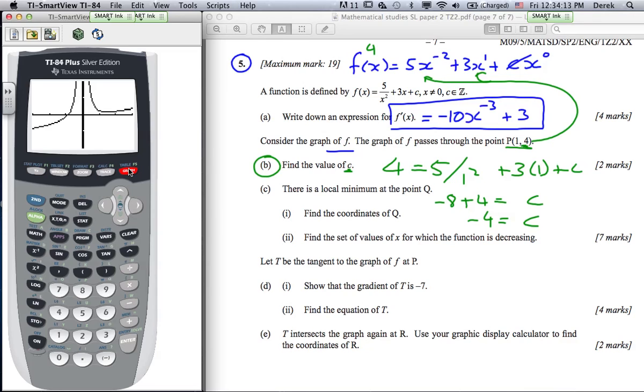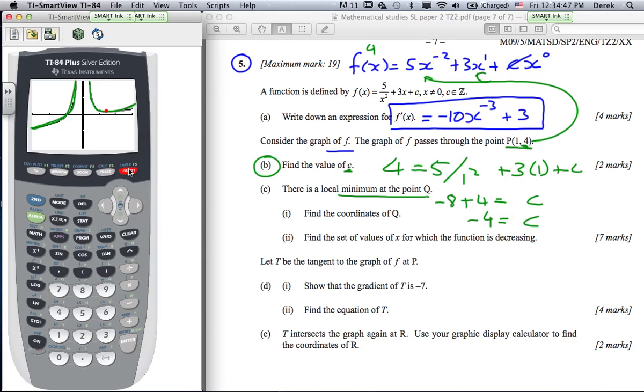Now it says, there is a local minimum at point Q. Find the coordinates of Q. So in looking at this, my local minimum would be something over there. That would be my local minimum. This is just always increasing. It doesn't look like there's actually a minimum value, but here it does look like it's going down and then starting to go up. So your local minimum is going to be over there, and we can use our graphics calculator to find that.